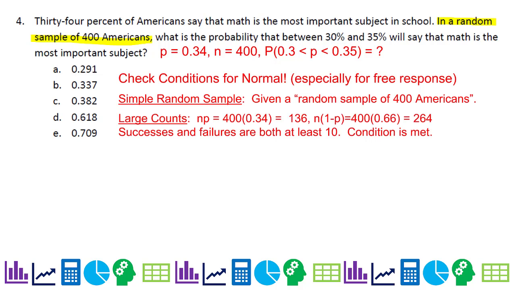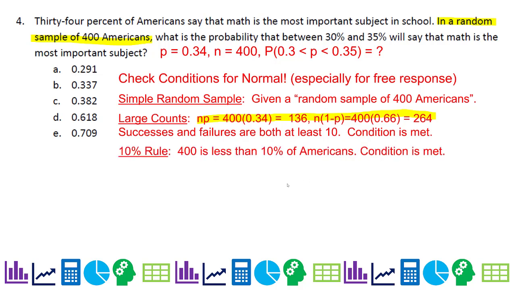Large counts. We've got to check n times p and n times 1 minus p. You need to show the calculation. This step, all this math, should be shown. All right, you don't show the math, you haven't shown the condition. Successes and failures here, we got 136 and 264. Those are both at least 10, and your condition has been met. 10% rule. 400 is less than 10% of Americans.